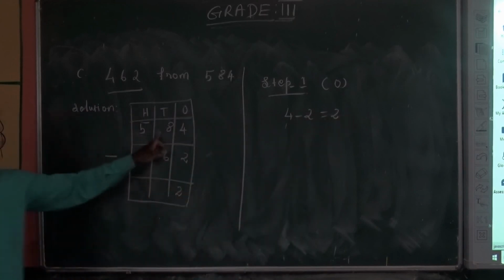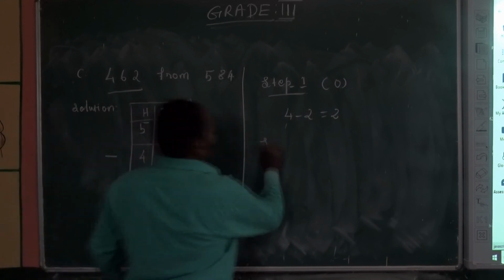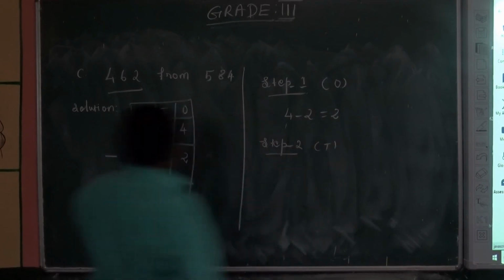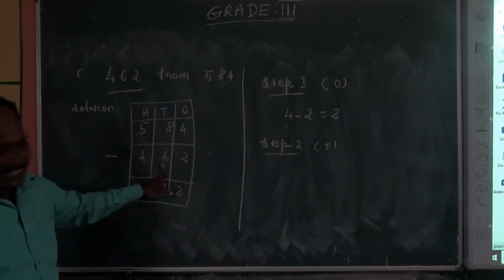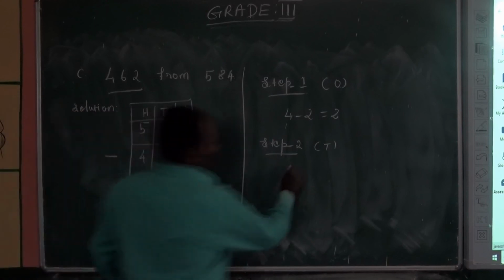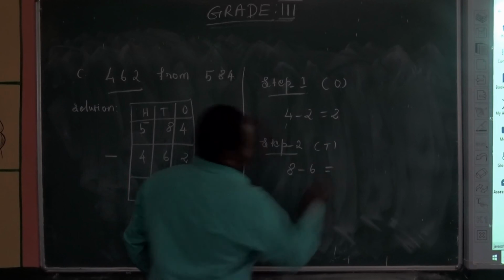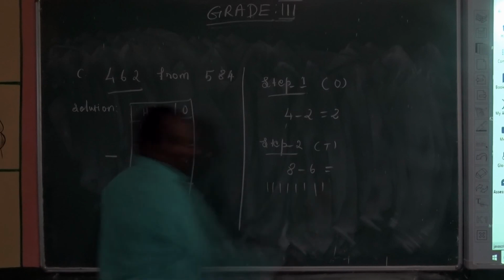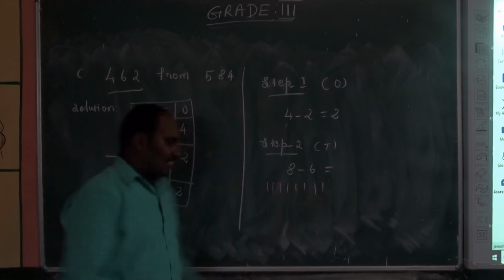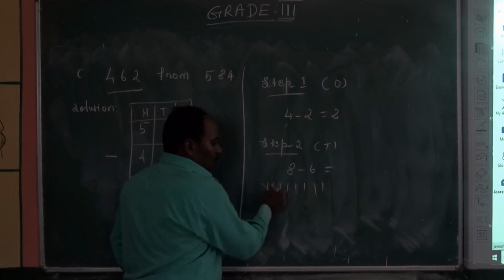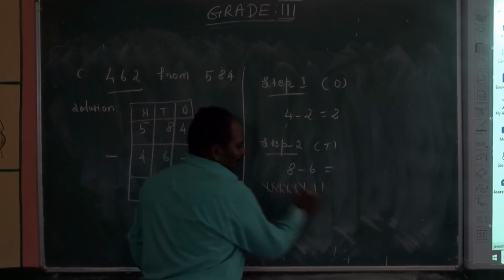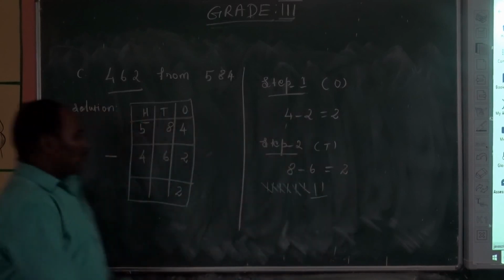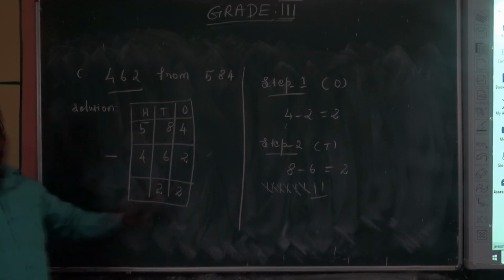The next one, 8 minus 6. Step 2. We subtract the tens place. Here the tens place is 8 tens and 6 tens. 8 tens minus 6 tens: we cancel 6 tens, remaining 2 tens. So 8 minus 6 is equal to 2.